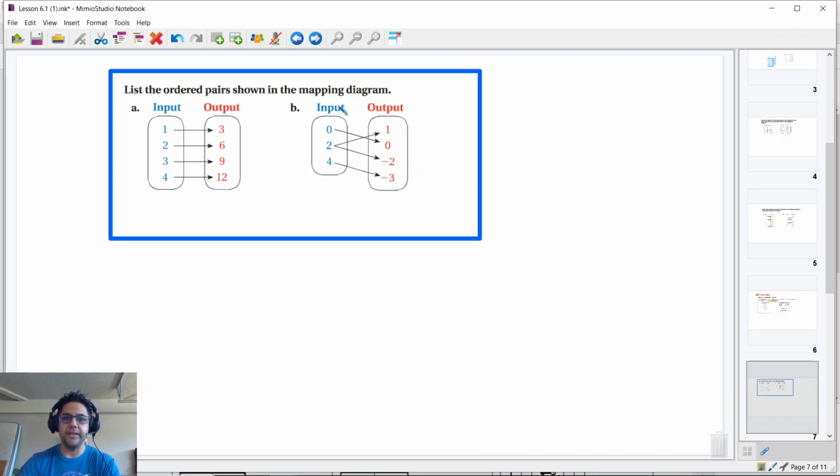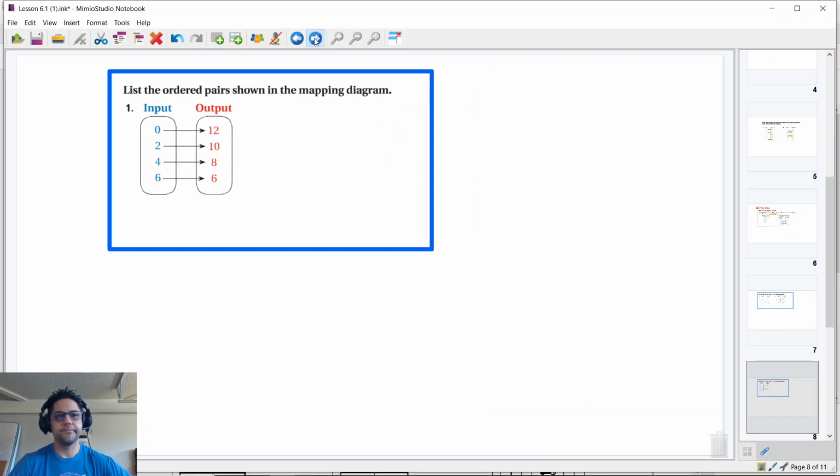But on part B, notice 2. The 2 there has an output of 1 and -2. So technically they would be a cheater, not a good group of friends. So this is not a function because 2 has 2 outputs. Looks good. Again, it's just a quick glance when it's in that mapping diagram.